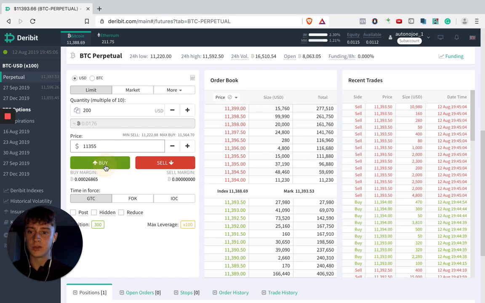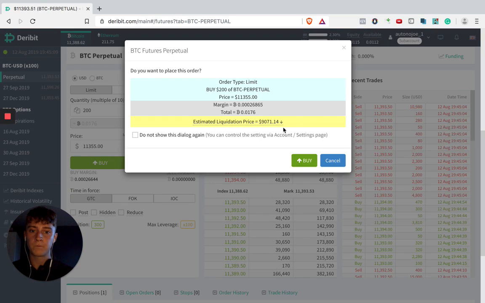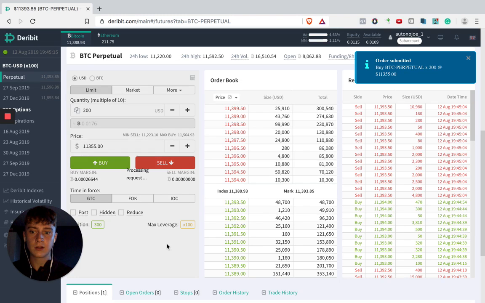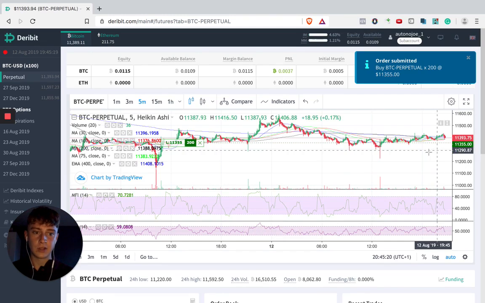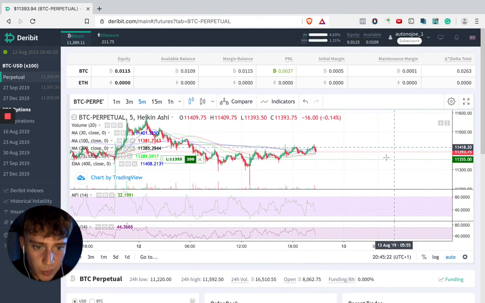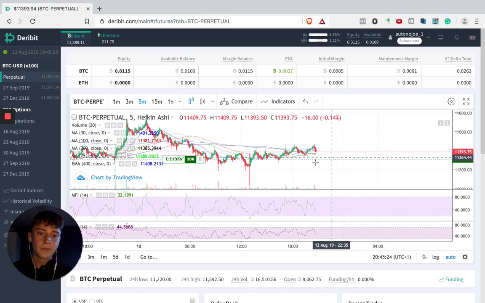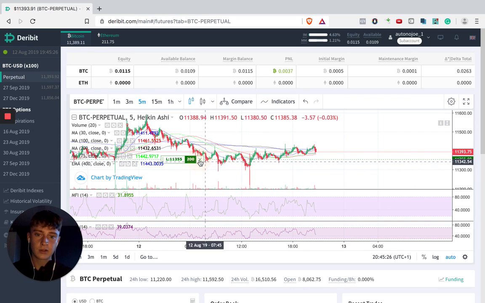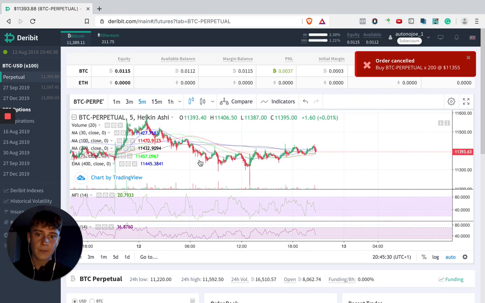So if I were to put this in now, buy, it tells you when you would be liquidated. So order submitted, and as you can see, that is when it would be fulfilled at that level there. Now, if you want to cancel it, you just press that. And then a buy order.